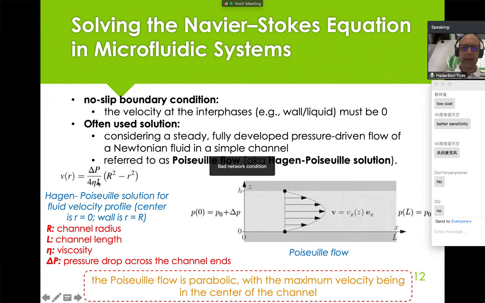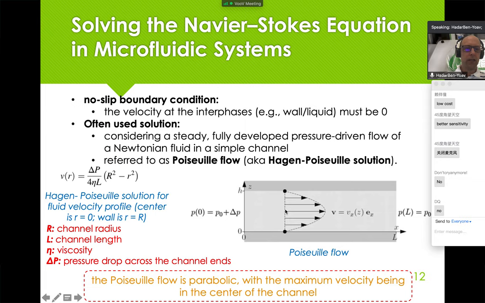We have eta, which is the viscosity, L is the channel length, R is the channel radius, and lowercase r is the location in the channel. So let's see what that looks like. In the center, remember, r equals zero, so we get the fastest flow of the solution in the channel. This is the change of the pressure from the beginning to the end of the channel. These are the walls at zero and at h. And now we start to describe the velocity of the solution from the middle of the channel towards the wall.